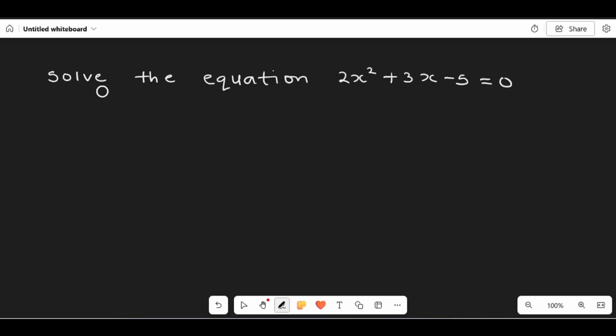We want to solve this quadratic equation by using factorization method. The given equation is 2x squared plus 3x minus 5 equal to 0. This is a quadratic equation in a standard form.